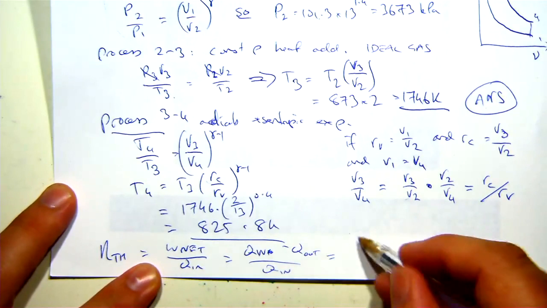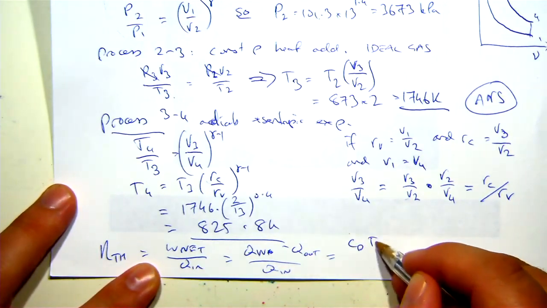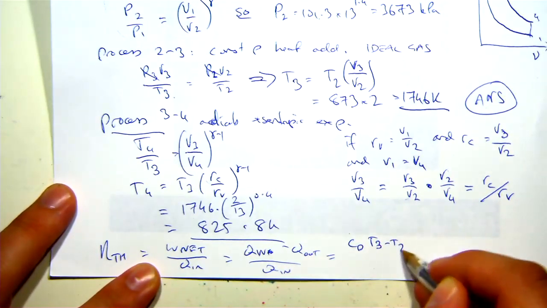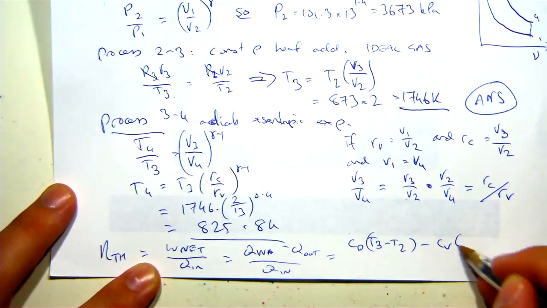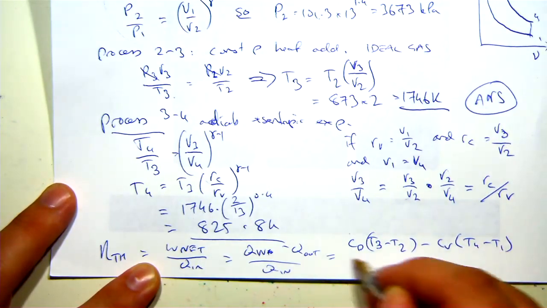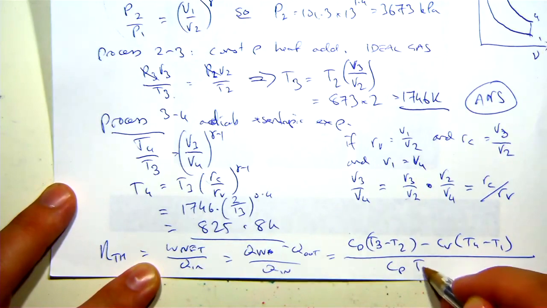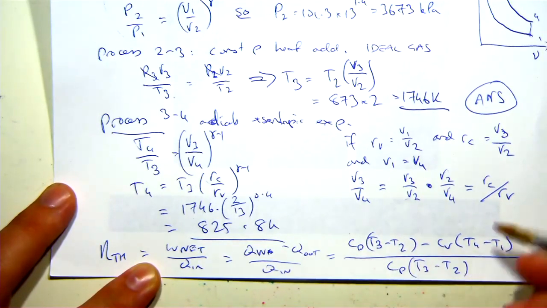And this guy, we said before, we've got Cp(T3 minus T2) minus Cv(T4 minus T1), all over Cp(T3 minus T2). And we'll just double check.